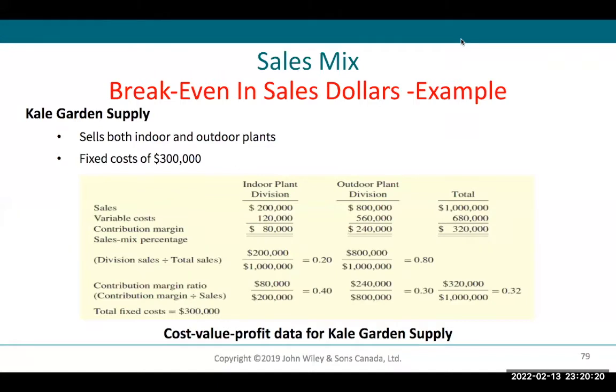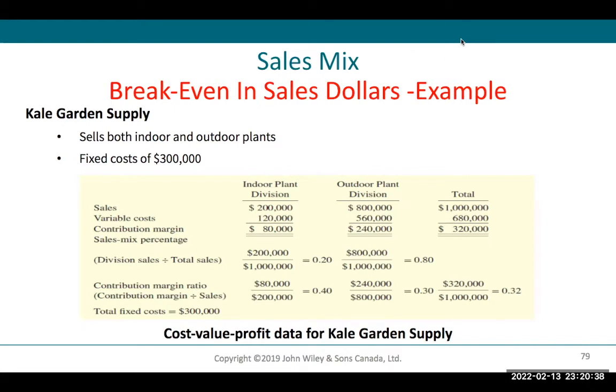Now, this is the example for the break even in sales dollars. And we recall that the break even in sales dollars formula is the fixed costs divided by the contribution margin ratio.